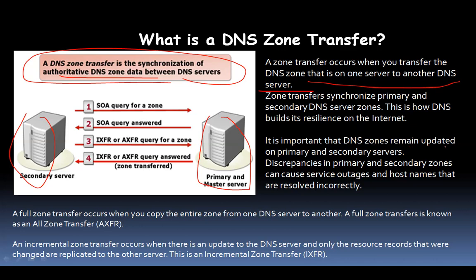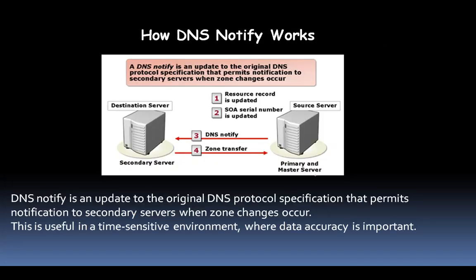It is important that the DNS zone remain updated on the primary and secondary server. Okay, it should be updated. So first of all, an SOA query for the zone is sent and the query answered. And again, some information will be exchanged between both the servers. So this is how zone transfer happens basically. A full zone transfer occurs when you copy the entire zone from one DNS server to another server. A full zone transfer is known as all zone transfer, AXFR, and we have incremental also. You can read from here, guys, a little bit more for more information.